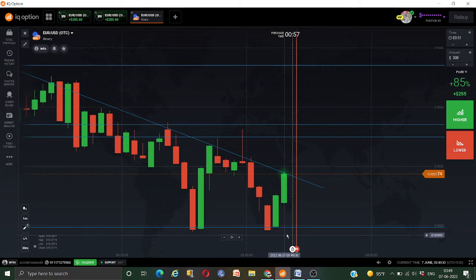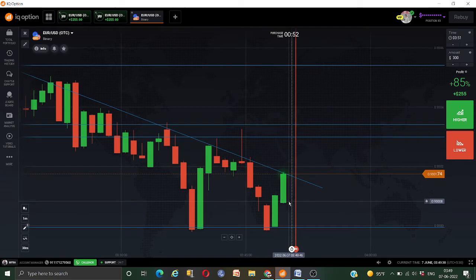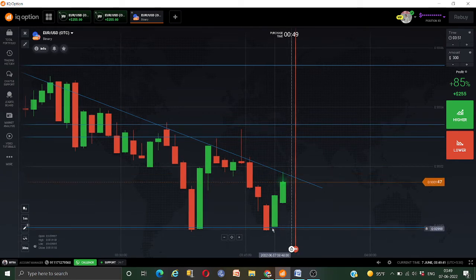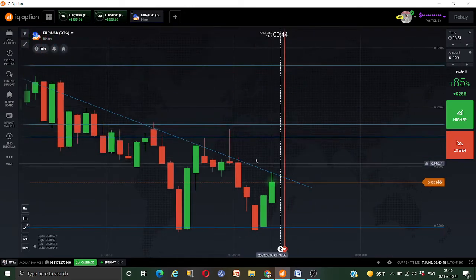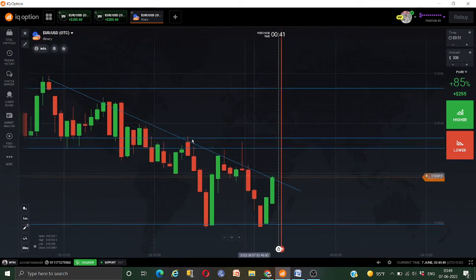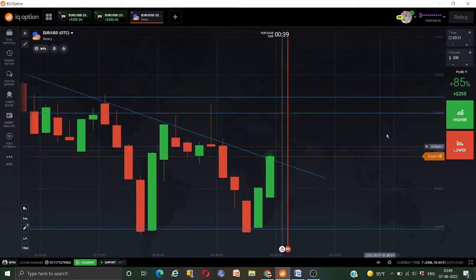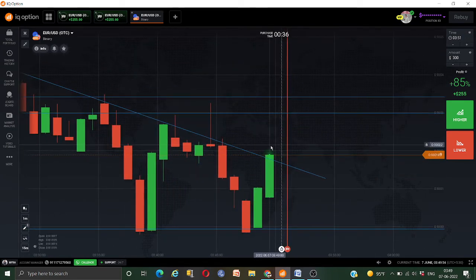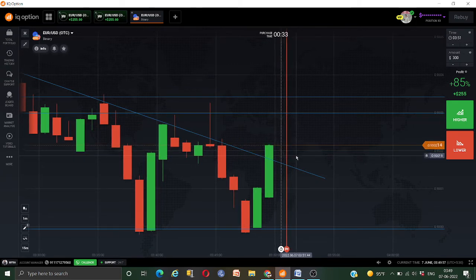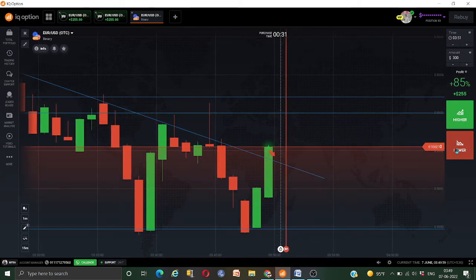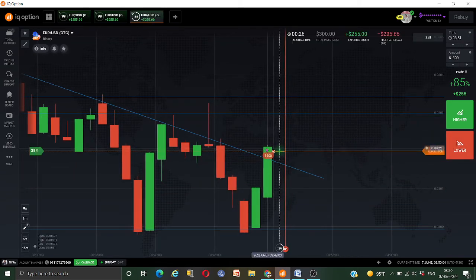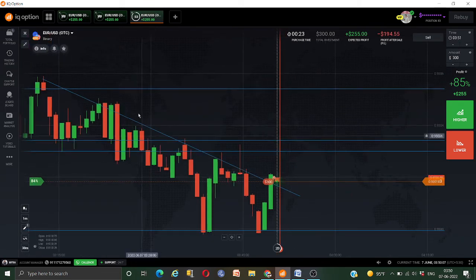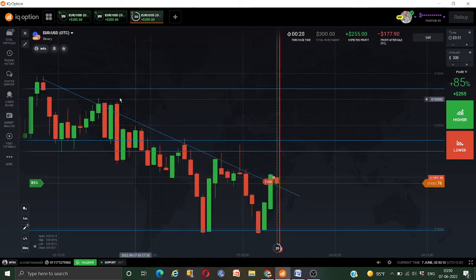Or if it didn't break the level, if it took support, you may expect another opportunity somewhere here because of this trend line and the downtrend, right? So I will take one more trade after this candle somewhere at this point. As I said, the entry point is very important. So let me take a put option here. I took a put option here, but it would be better if I took it here, because of the downtrend and also this trend line.